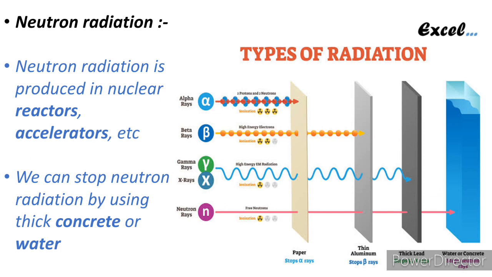The next type of decay is neutron decay. Neutron radiation is produced in nuclear reactors, accelerators, etc. We can stop neutron radiation by using thick concrete or water.